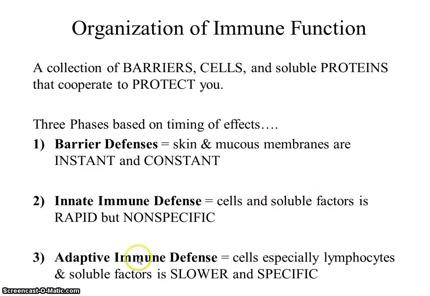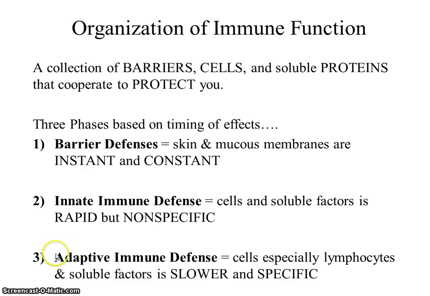And then third is the adaptive immune defense, the third line. And this is cells and soluble factors, but here we're talking about antibodies. We're going to limit those soluble factors. This, of course, is the third because it doesn't happen as quickly. It takes more time. And this is specific. And note here, you're not born with this just ready to go, so that's why it's slower as opposed to this one.